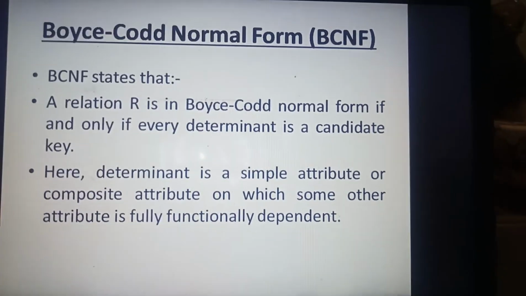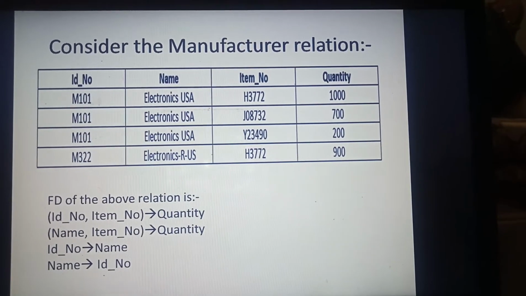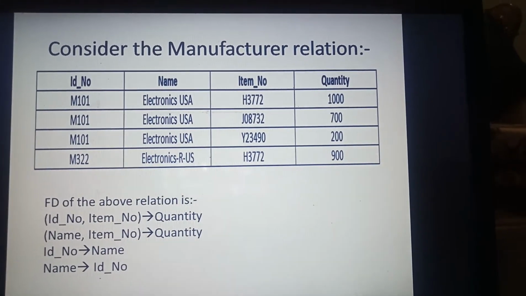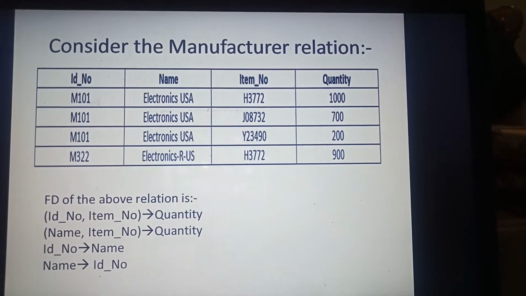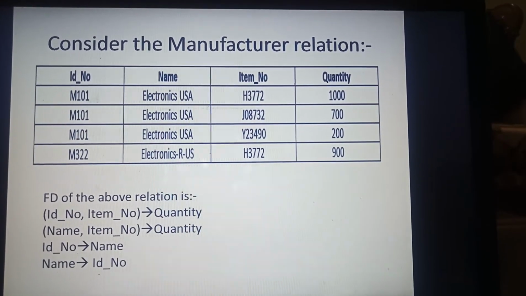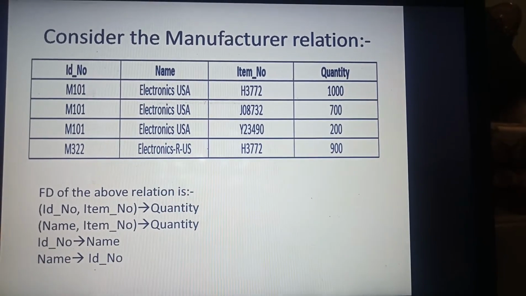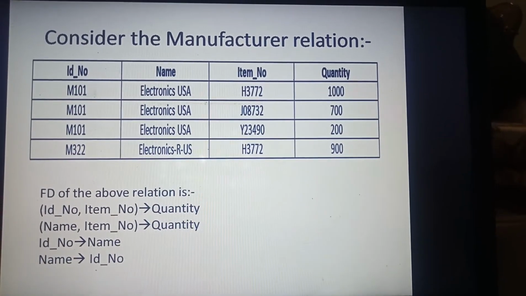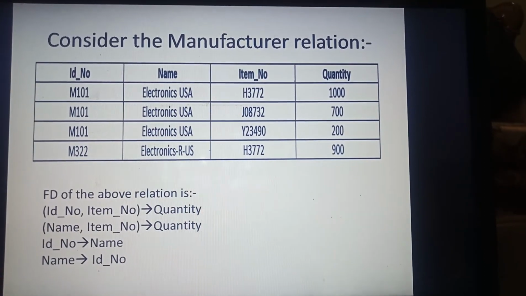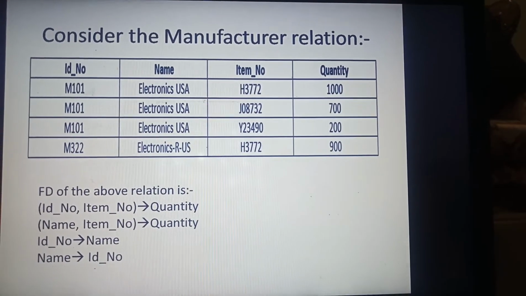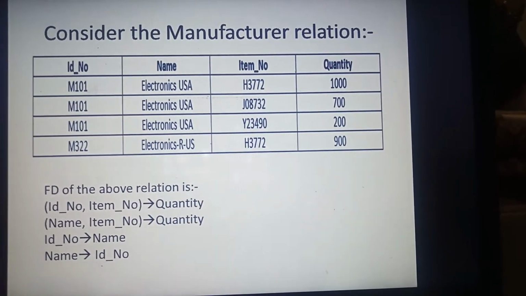So let us see this example. Here we have a table in which there are 4 attributes: ID number, name, item number and quantity. Now as you can see, you cannot make ID number a candidate key. Why? Because there are duplicate values. Similarly, you cannot make name the candidate key alone because it has duplicate values.